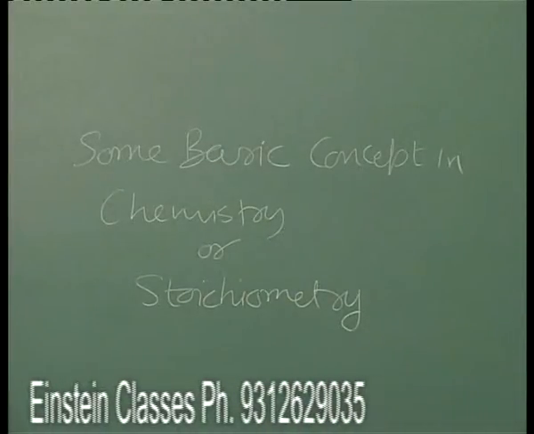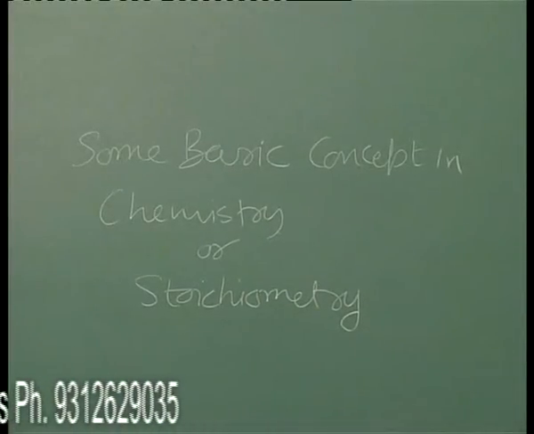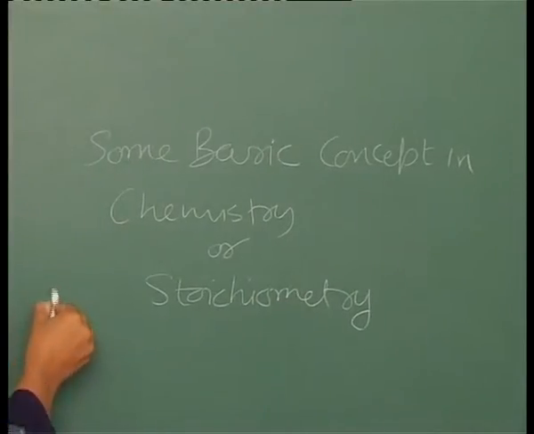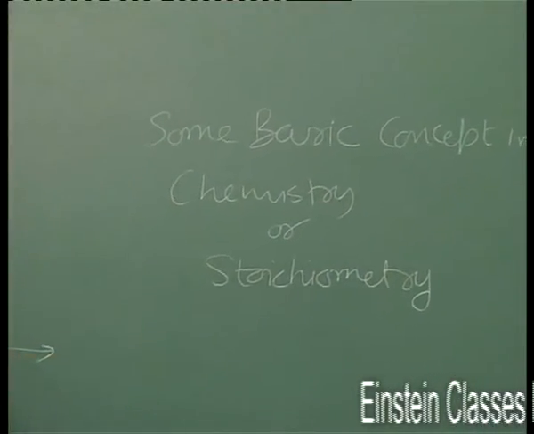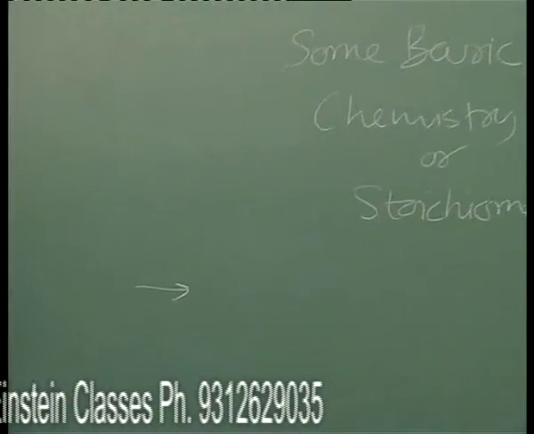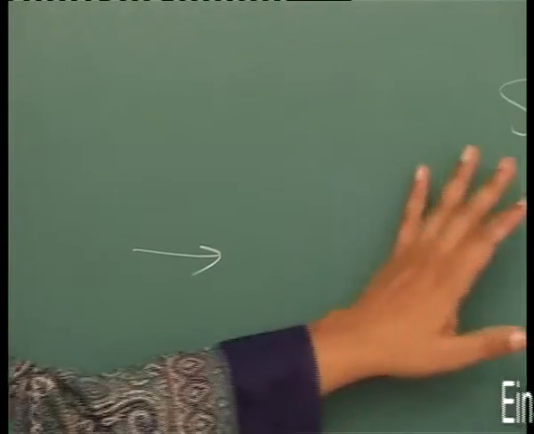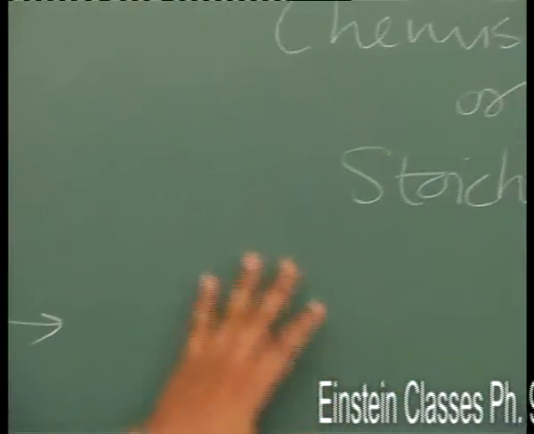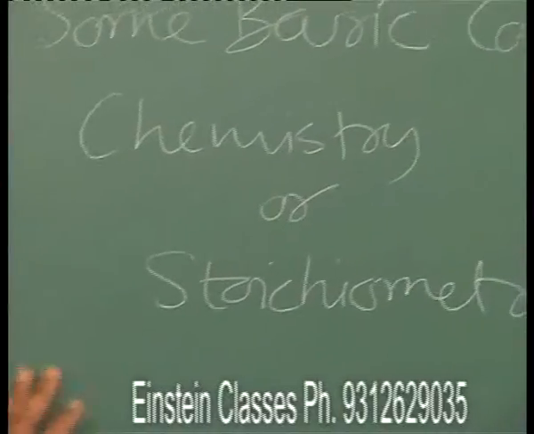So now what is the basic purpose of this topic, stoichiometry? We discuss how in a reaction the amount of reactant is consumed and what amount of product is going to be formed in a chemical reaction. That is being discussed in stoichiometry. That is basically the fundamental principle of stoichiometry.